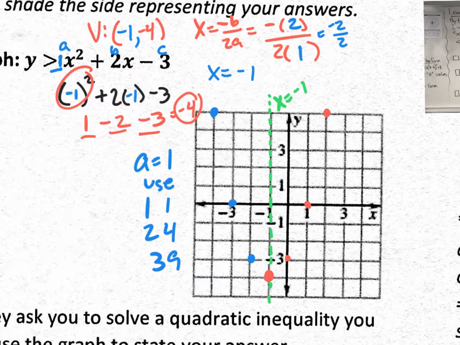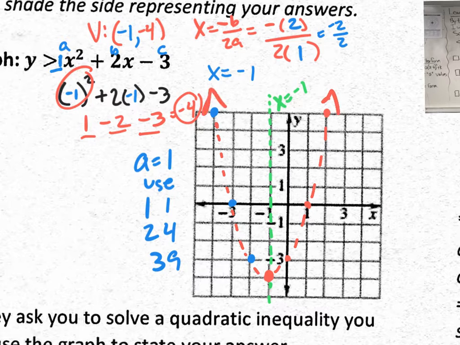Now, before I draw my parabola, I need to determine, is this parabola going to be solid or dotted? Based on this inequality, there is no solid line underneath it, so it's not going to be solid. It's going to be a dotted parabola. Everybody please do a dotted parabola right through these coordinates.